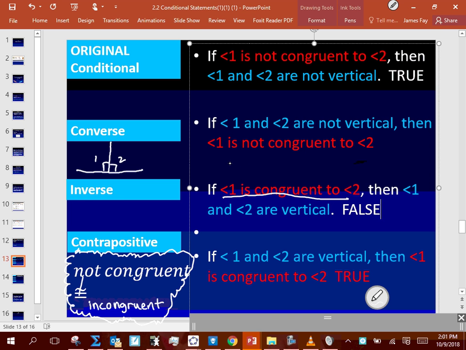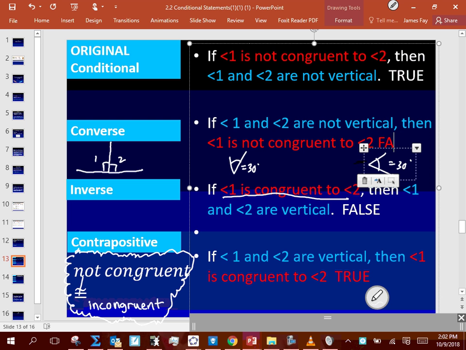And there are a lot of other counterexamples. I could have angle 1, maybe that's 30 degrees, and then I could have angle 2 over here, and it also has a 30-degree angle, and they're obviously not vertical, right? I could have one in one hand and the other in the other hand, not touching at all, still congruent, but not necessarily vertical. So that's a false statement. So what's that telling me about a converse statement? Yeah, this one's got to be false too.